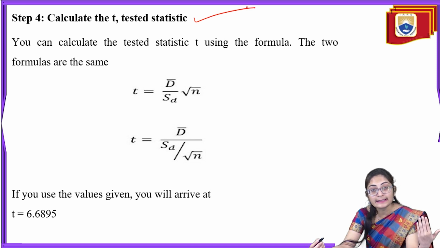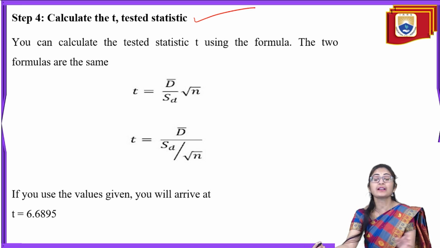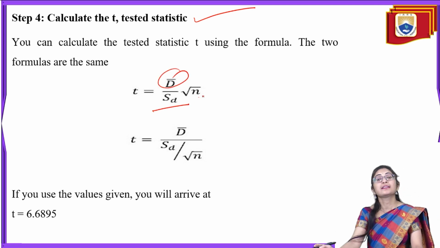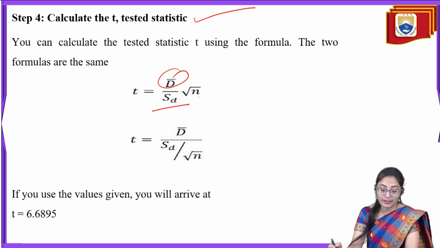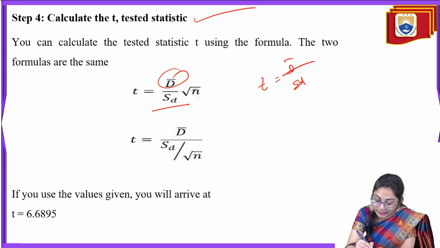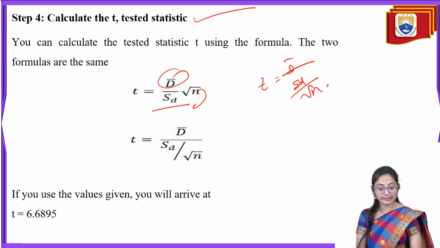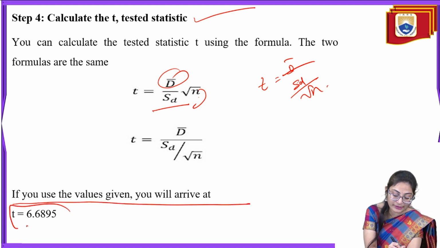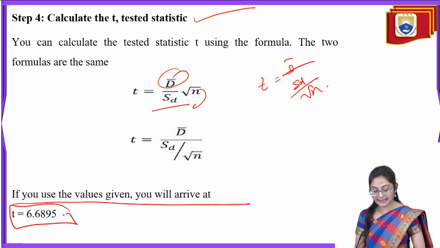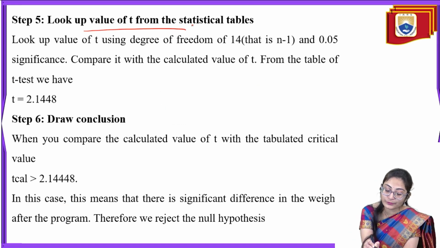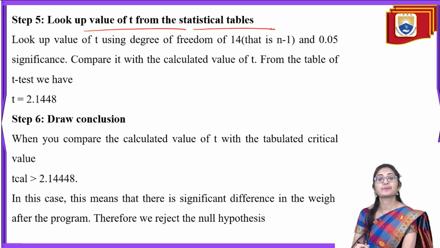Now calculate the test statistic. You have to calculate the test statistic t using the formula: t is d bar divided by the standard deviation over the square root of n. So we can transfer the square root of n below the standard deviation. If you use the values given, your t value will be 6.6895.